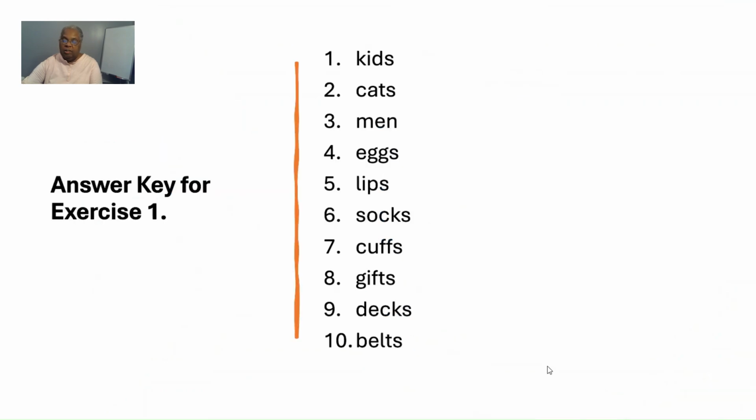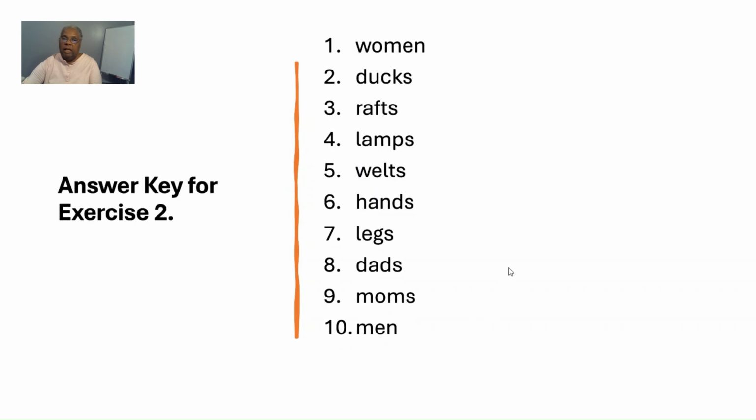Answer key for exercise 1. The correct answers for exercise 1 are kids, cats, men, eggs, lips, socks, cuffs, gifts, decks, belts. The correct answers for exercise 2 are women, ducks, rafts, lamps, welts, hands, legs, dads, moms, men.